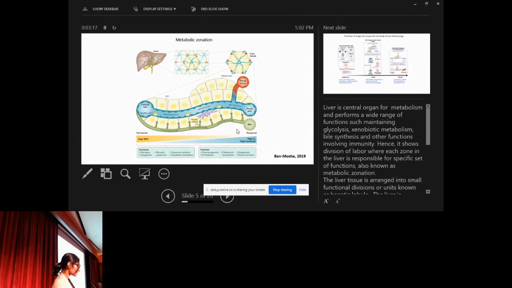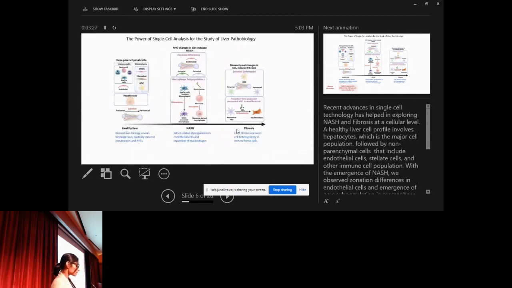Hence, there are these complex functions that are changing in terms of gene expression within the same cell type. You can observe that. If I talk about recent advances in single cell technology, we have been able to explore a lot within the past few years. There has been an incoming of a lot of data sets that has helped us to understand a homeostatic liver, that a healthy liver comprises hepatocytes and non-hepatocytes consisting of endothelial cells, the stellate cells, and other immune cells.